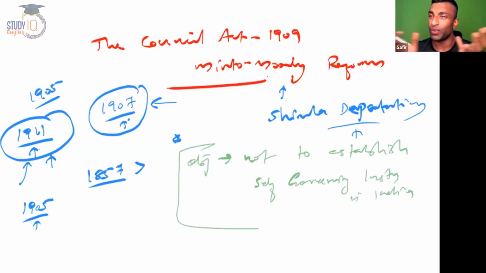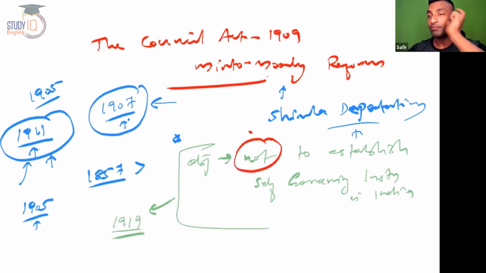That means they are not going to go for any dominion status, or for Swaraj on the lines similar to the white colonies. No, you are not going to get that. That would mean the domestic and local affairs being taken care of here itself, and the British taking care of foreign policy and those important things. That is not going to happen here. So the objective itself is very clear: not to establish self-governing institutions in India. So what will be the change? I'll tell you now: when it comes to the 1919 Government of India Act, the objective will be made clear: to establish self-governing institutions in India.